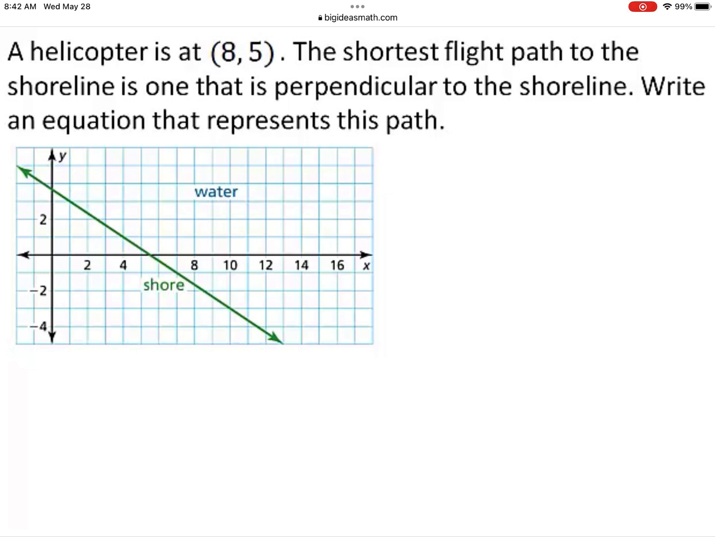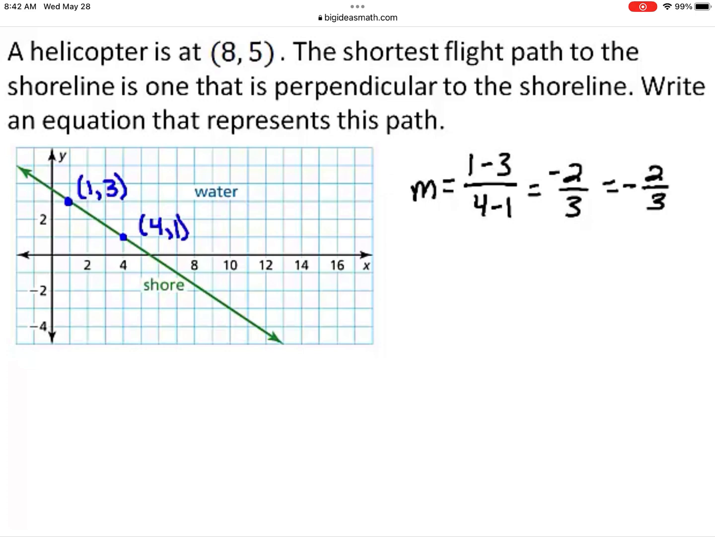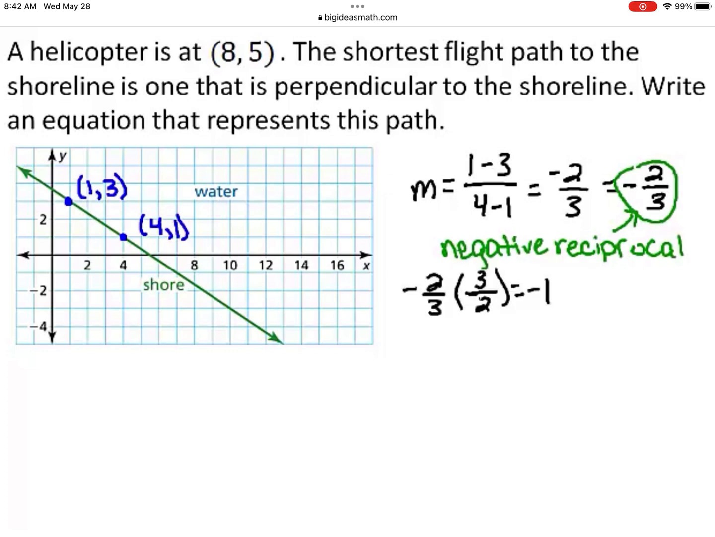The line passes through the points 1, 3, and 4, 1. So the slope is m equals the quantity 1 minus 3 divided by the quantity 4 minus 1, which simplifies to negative 2 divided by 3, or negative 2/3. Because the shoreline and the shortest flight path are perpendicular, the slopes of their respective graphs are negative reciprocals. Negative 2/3 times 3/2 is negative 1, so negative 2/3 and 3/2 are negative reciprocals. So the slope of the graph of the shortest flight path is 3/2.